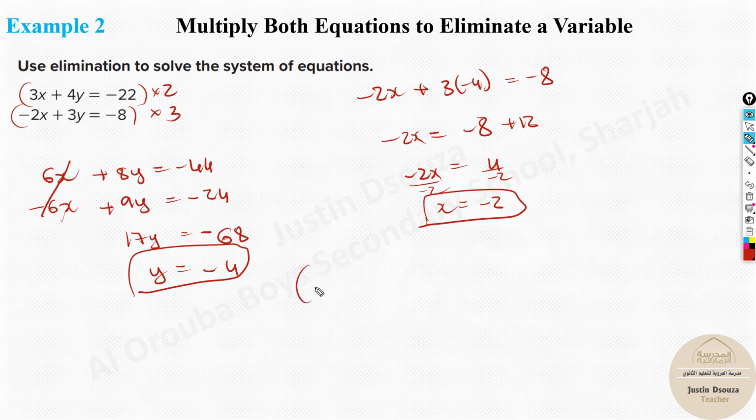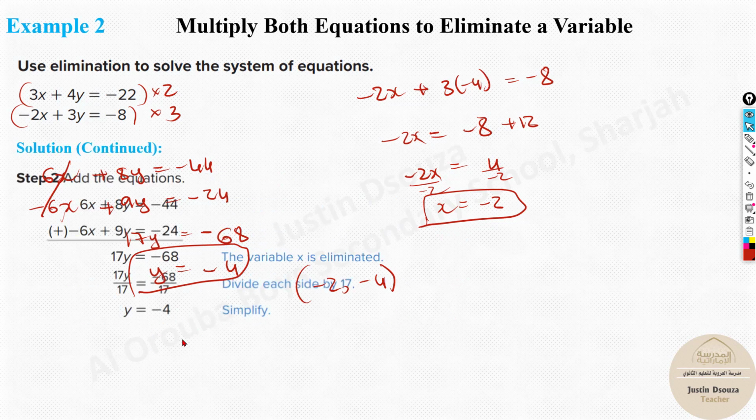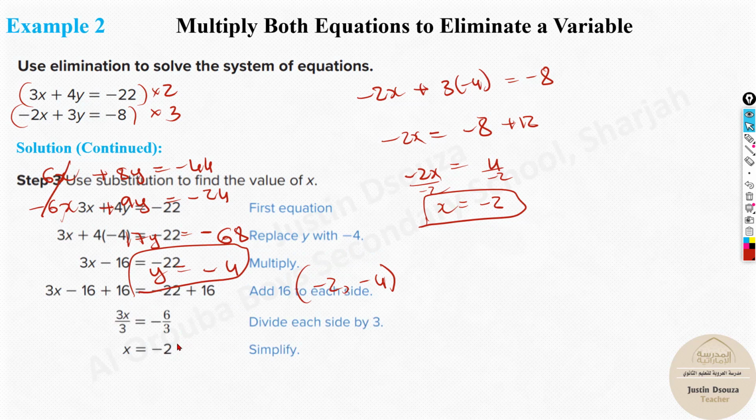So the x value is minus 2, which we write first in the solution set. And then we have y, that is minus 4. So these are the solutions for this particular question. We can see the solution set over here: x is minus 2 and y is minus 4. So please remember, whenever you're writing the solution set, write the x value first and then the y value.